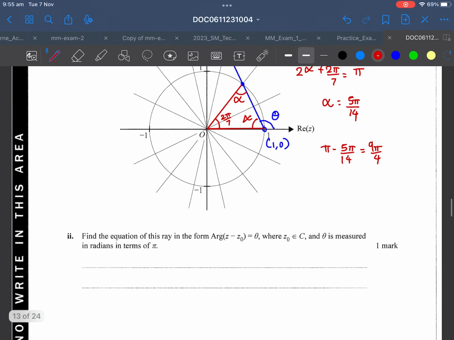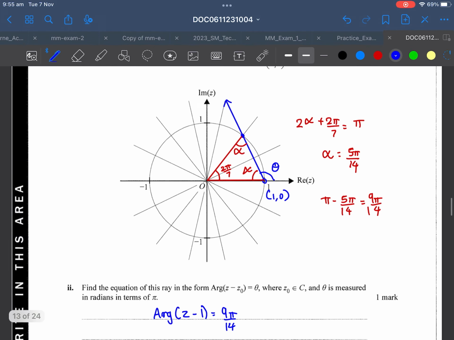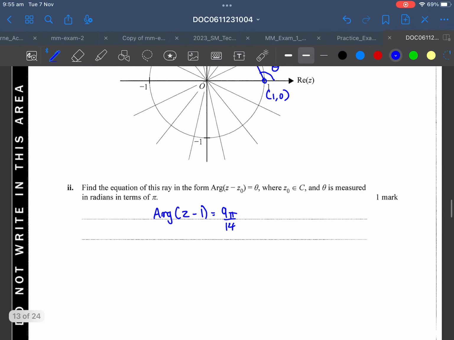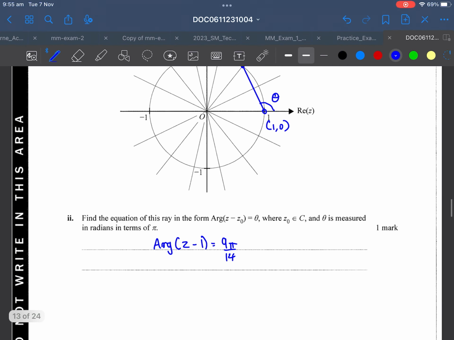So our theta is going to be 9 pi on 14, and hence our equation is going to be argument of z minus 1, that's the initial point, equals 9 pi on 14. Well, not 4, but 14. Okay, I think that's going to be it for this question. I'm just going to erase everything else over here because you're just meant to draw the ray and nothing else, so that all can go. Okay, and now, even this theta.